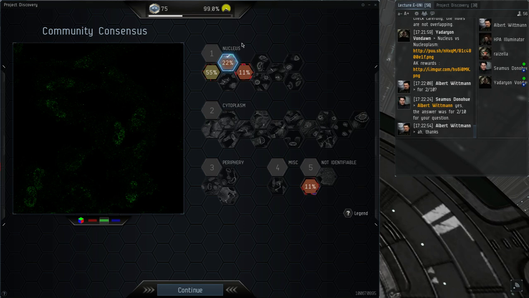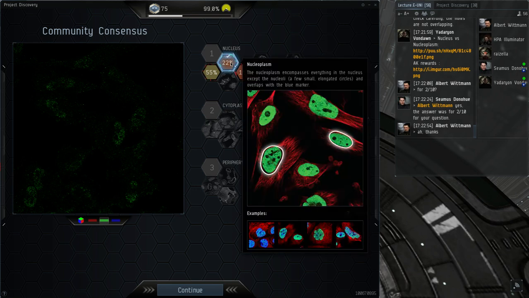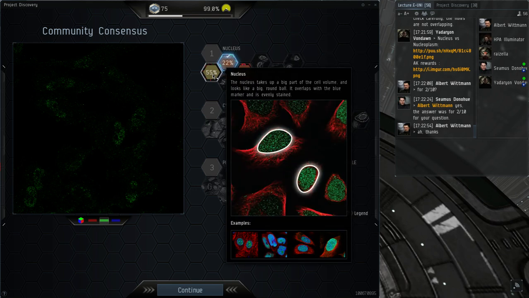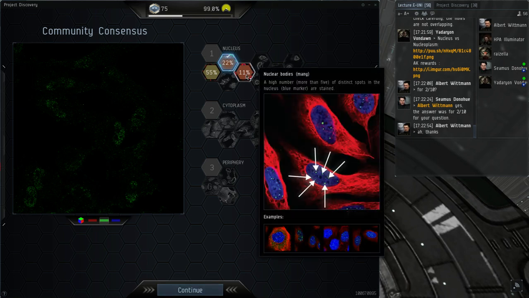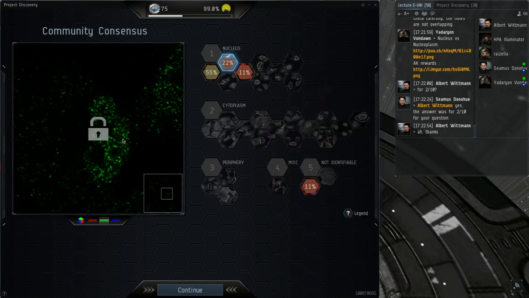And when looking at the results, we can see that 22% thinks that this is nucleoplasm, about 55% thinks that it's nucleus, and then we have some people who say that it's a negative. And on my screen it looks a bit too strong to be negative. And I do not believe it's nuclear bodies, because if we zoom in, it's a very uniform staining. I mean, it's spots all over the nucleus, not just a few distinct spots.